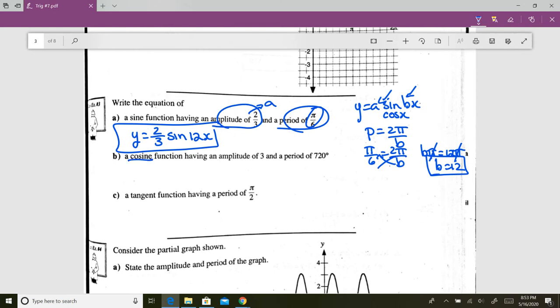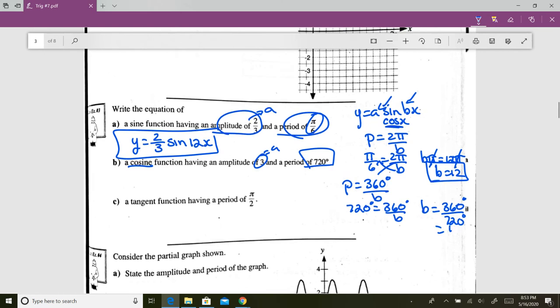All right, a cosine function. So now we're just using a different trig function. Amplitude of 3, there's my a value. Period of 720. Remember, period is equal to, if you're doing it in degrees, 360 over your b value. I've told you the period is 720, so 720 is equal to 360 over b. Flip the b and the 720, so you get b is equal to 360 over 720, because this should be in degrees. 360 over 720 is 1/2. Their b value is 1/2. So this form is 3 cosine 1/2 x.